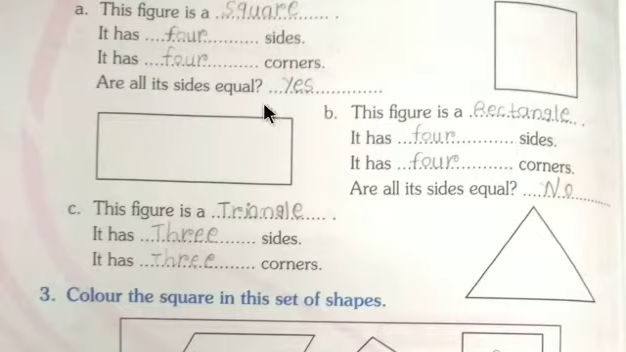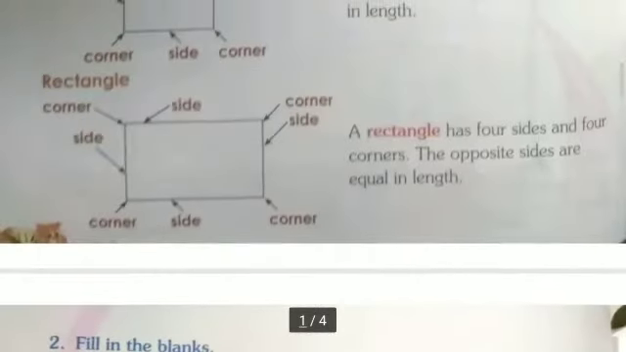Now next question, question B. This figure is blank. Can you tell me which is this figure? Rectangle, right? You have to also learn the spelling of shapes. What is the spelling of rectangle? R-E-C-T-A-N-G-L-E, angle. Okay. It has blank sides. Count 1, 2, 3 and 4. It has 4 sides. It has blank corners. 1, 2, 3 and 4. It has 4 corners. Are all its sides equal? No. This we have learned here.